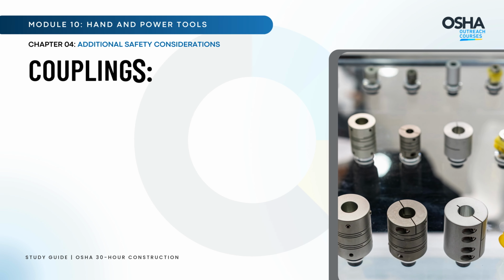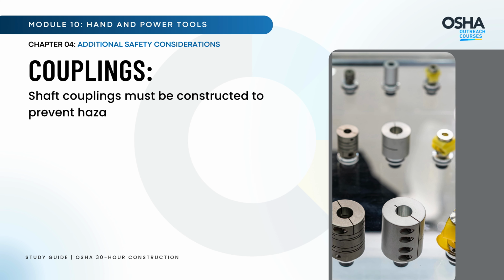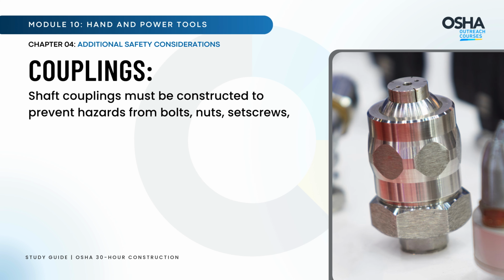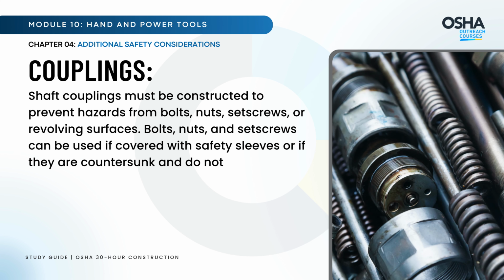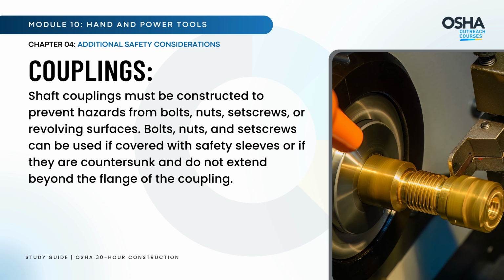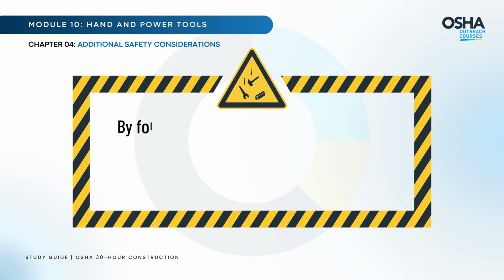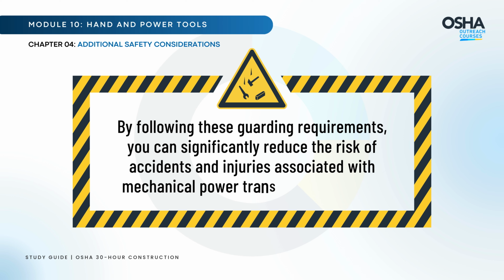Finally, couplings. Shaft couplings must be constructed to prevent hazards from bolts, nuts, set screws, or revolving surfaces. Bolts, nuts, and set screws can be used if covered with safety sleeves or if they are countersunk and do not extend beyond the flange of the coupling. By following these guarding requirements, you can significantly reduce the risk of accidents and injuries associated with mechanical power transmission devices.